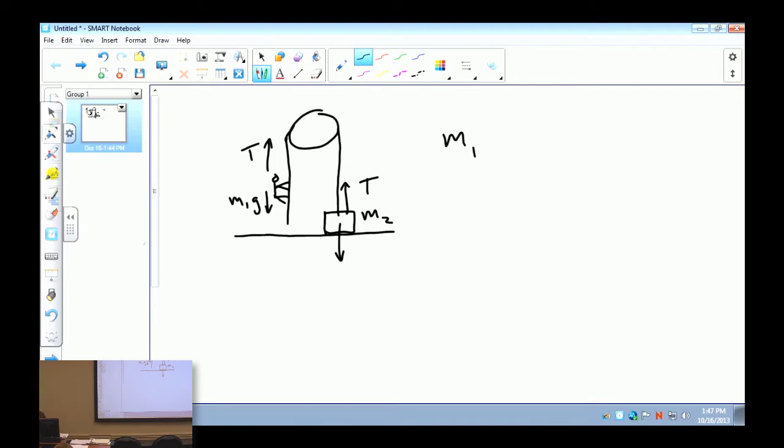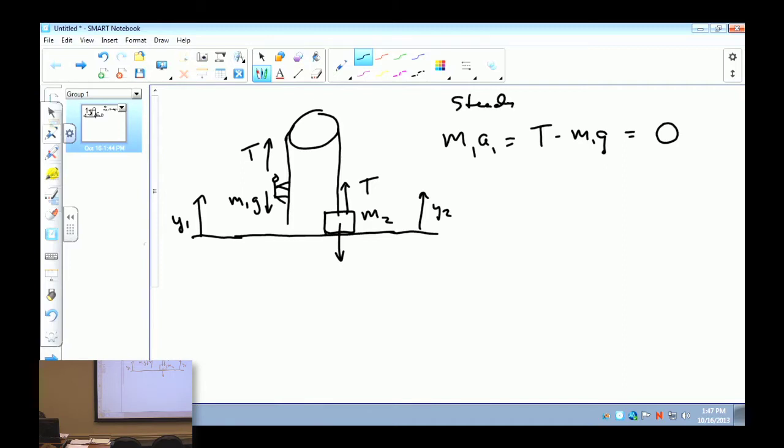so let's look at his case. M1A1 is T minus M1G, and in this case I'm marking the height of each object from the floor. So the direction of up is positive. So M1A1 is T minus M1G. If that acceleration is 0, if he's moving at steady speed, then the tension is equal, right? There's something wrong. What's going on here?